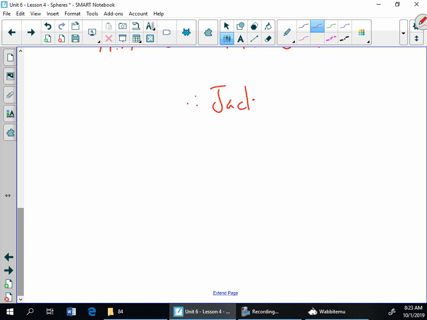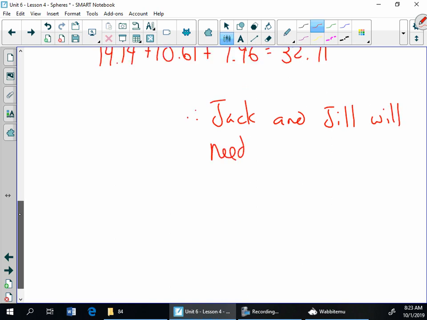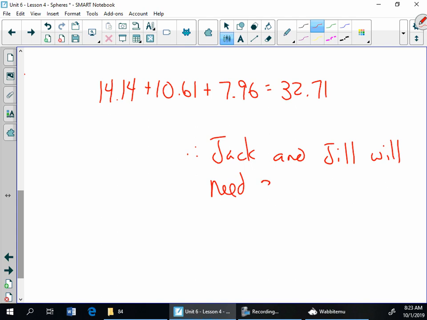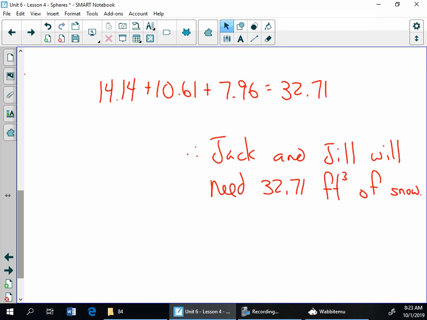Jack and Jill will need, what was our number there? 32.71 cubic feet of snow. We're done. Okay, so some applications of how we can use spheres.